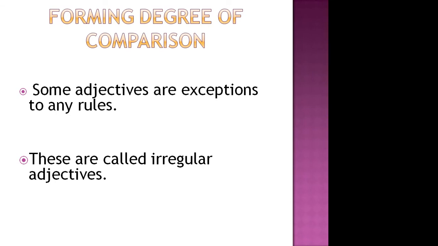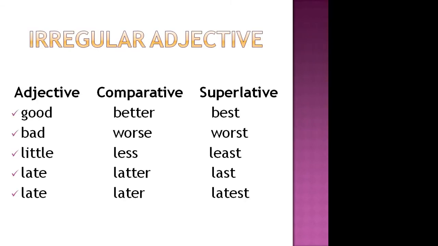Now these adjectives which do not follow any rules, these are exceptions, are called irregular adjectives. So in these adjectives, all the three, the positive degree, comparative degree and superlative degree, all the three words are different. Good, better, best. Bad, worse, worst. Little, less, least. Late, latter, last. Late, later, latest.